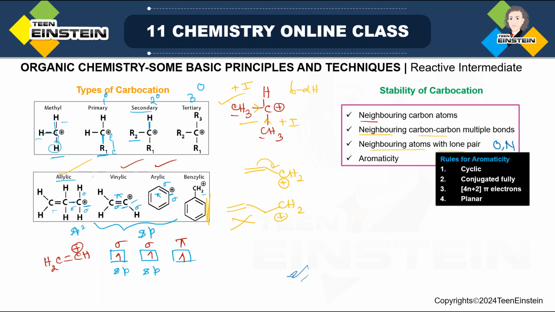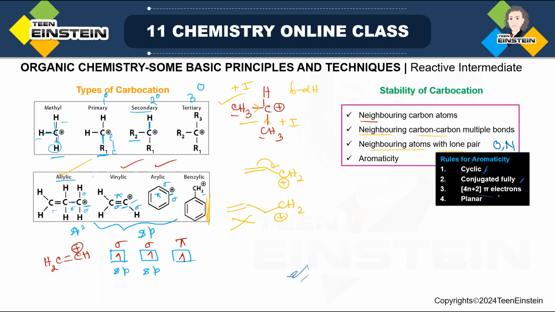The rules for aromaticity. First of all, the species has to be cyclic. Then there should be full conjugation. Then it should be planar and 4n plus 2 pi electrons must be present. If all these conditions are fulfilled... the details of these 4 points we will discuss in the later half of this unit, not here. We will just try to finish it as fast as possible because here our purpose is not to discuss aromaticity.